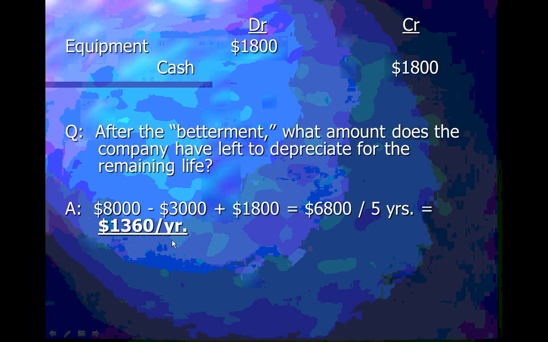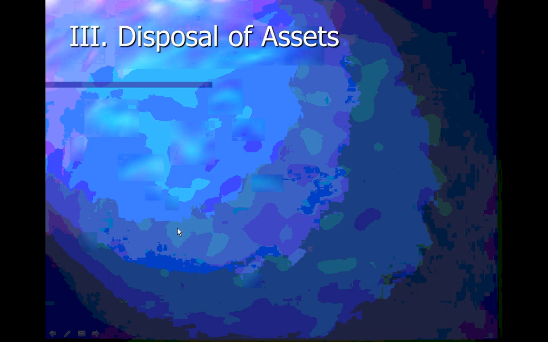Well, it works. You get 1,360 per year. Okay, hope that's clear to you. Now we're going to the last part of this lecture here, which is getting rid of assets.